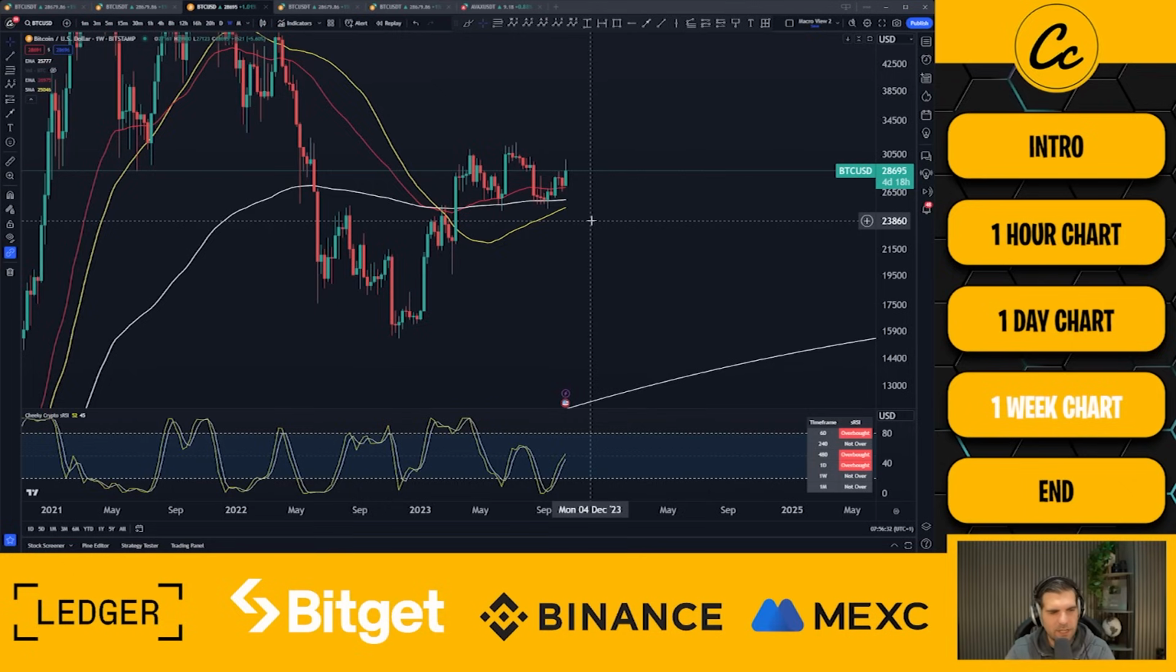So all in all, looking across the different time frames, my expectations are that we're probably going to see a pretty healthy move to the downside, lots of profits being taken off the table, and it's probably going to be quite bad for many altcoins out there as well.